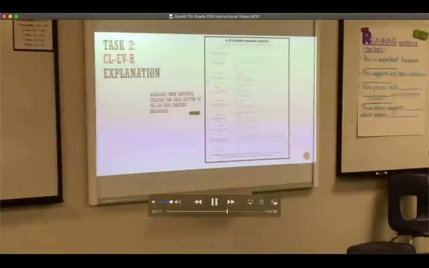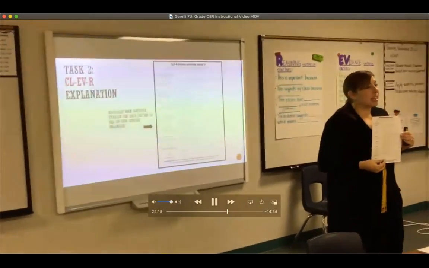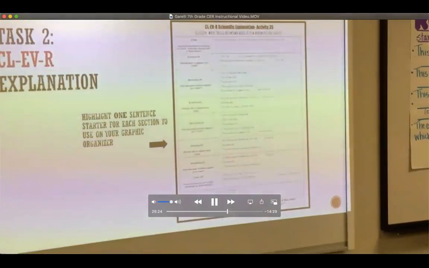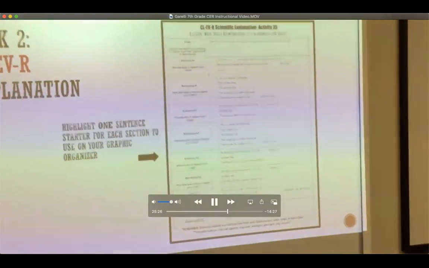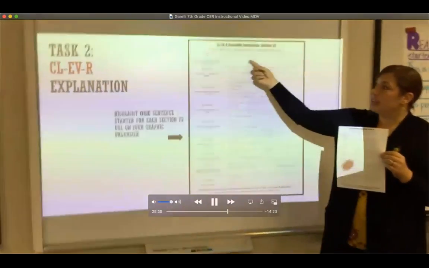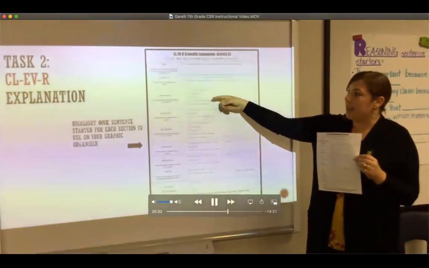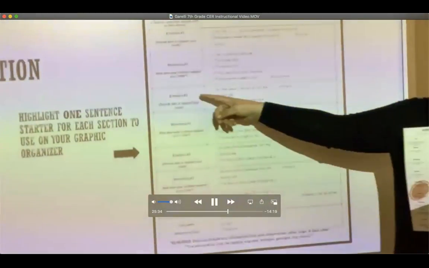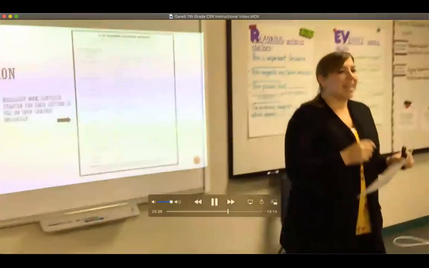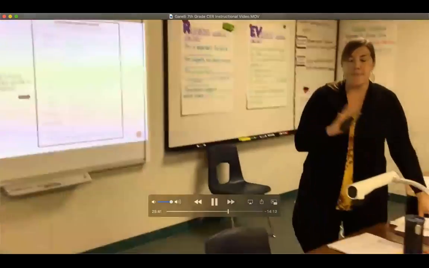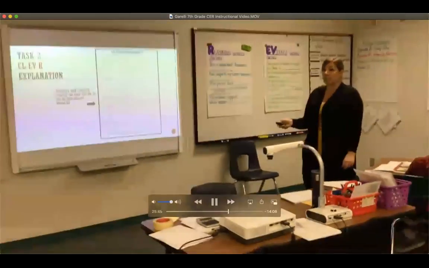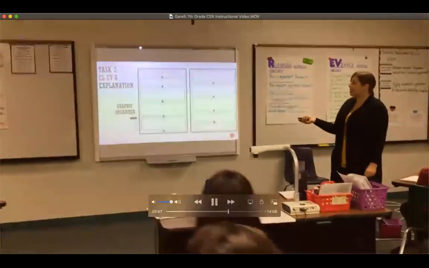For each section of this scientific explanation, I provided you some sentence starters. So, I gave you a sentence starter for your claim, for evidence 1, reasoning 1, evidence number 2, etc. What you're going to be doing is writing everything you have just put in your evidence collector in a graphic organizer that looks like this.